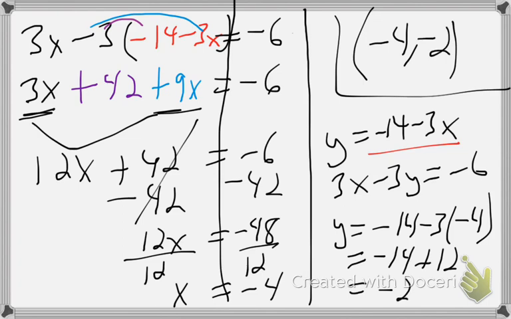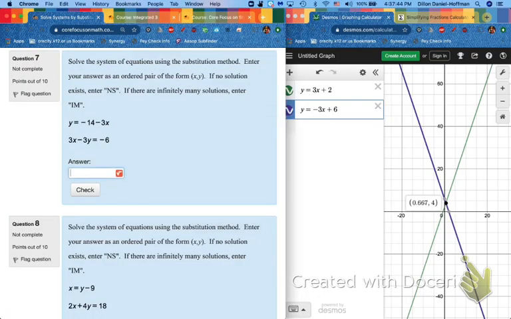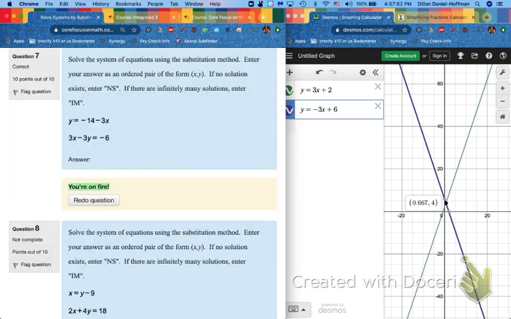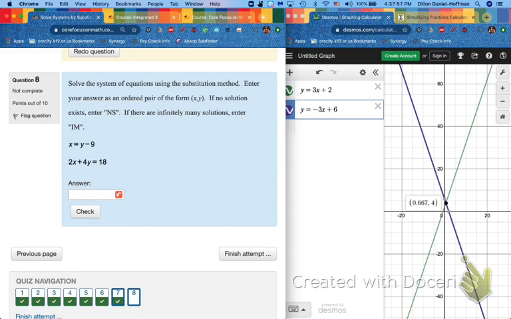So I get negative 4, negative 2, and I'm just going to hope with everything in me that I am right. If you need that up again, just rewind this video. I could check this with a graph, but I'm just going to hope I'm right, and I'm right. Okay, last one, number 8.